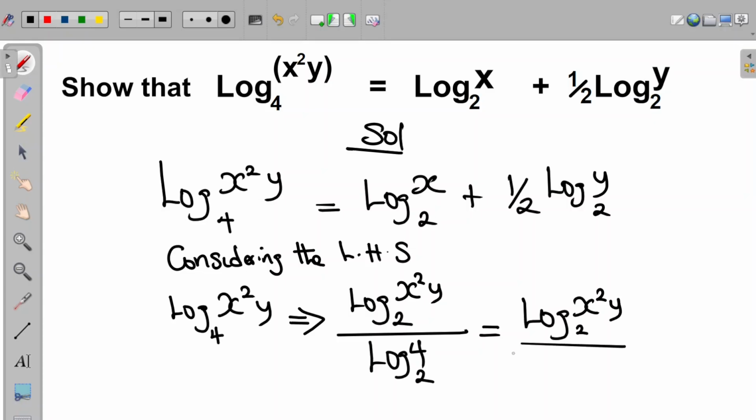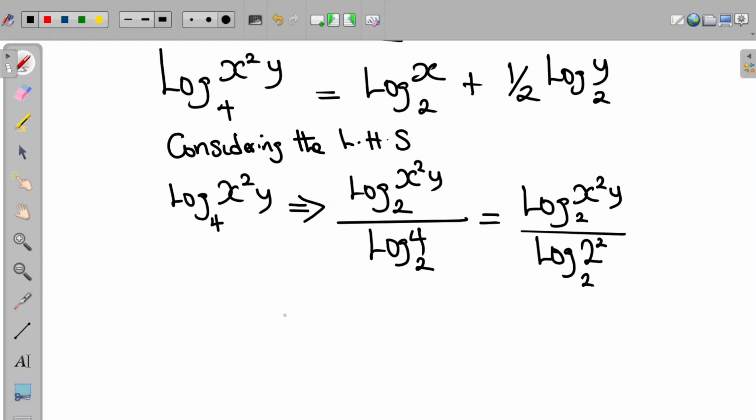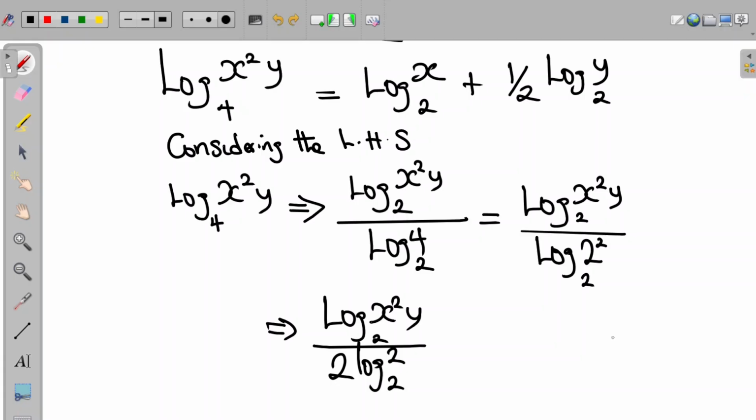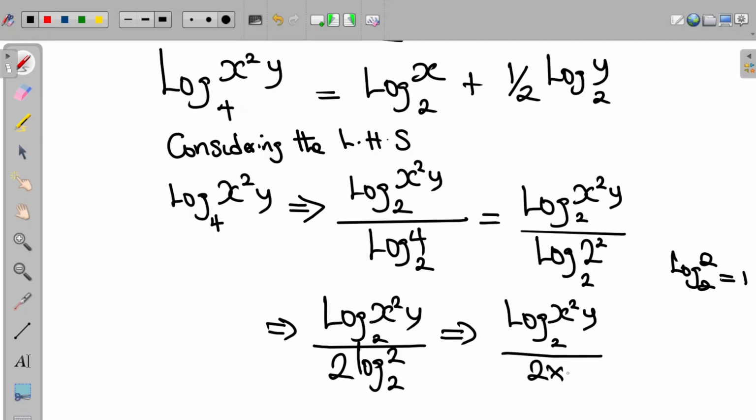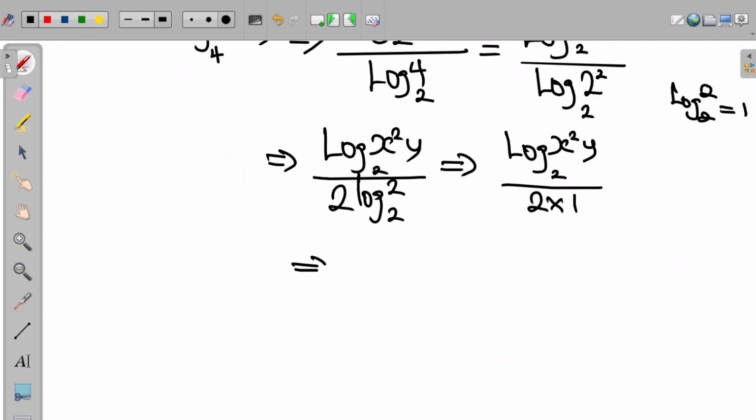If I express 4 in the powers of base 2, we have log of 2 to the power of 2 in base 2. Now this becomes log of x squared multiplied by y in base 2, divided by 2 multiplied by log 2 to base 2. Now recall that logarithm of a base to its base is 1, so log 2 to base 2 is equal to 1. So therefore, this becomes log of x squared multiplied by y in base 2, divided by 2 times 1. The expression now reduces to log of x squared times y in base 2 divided by 2.